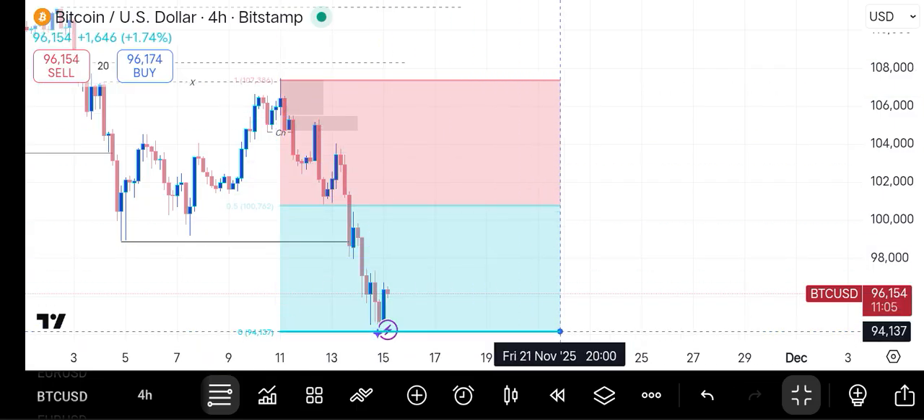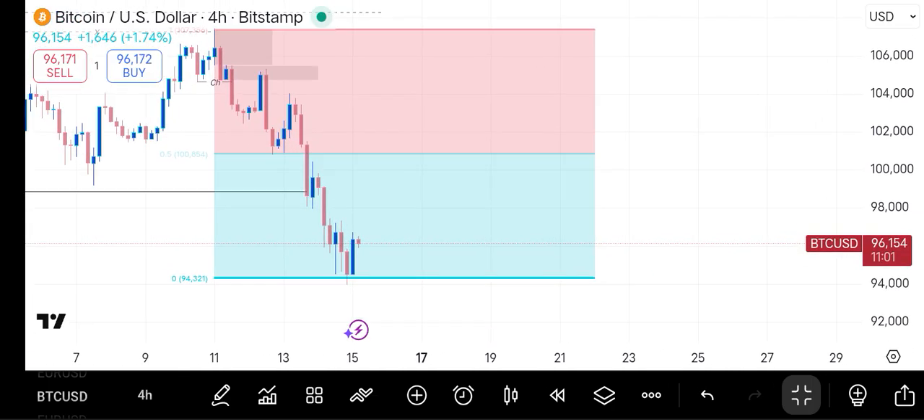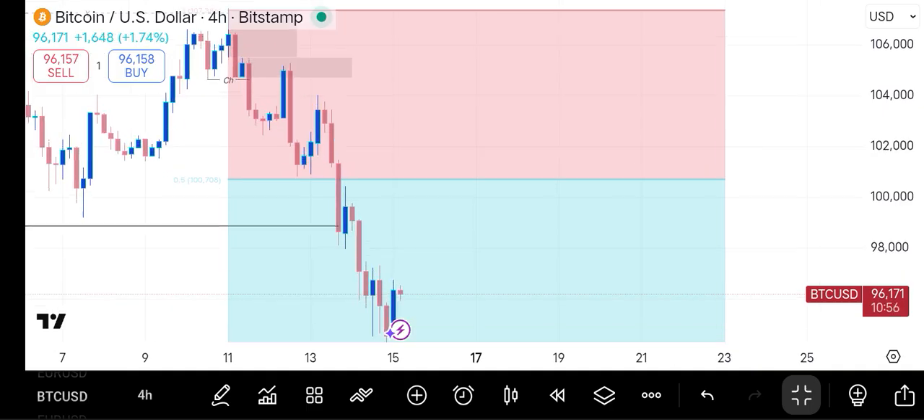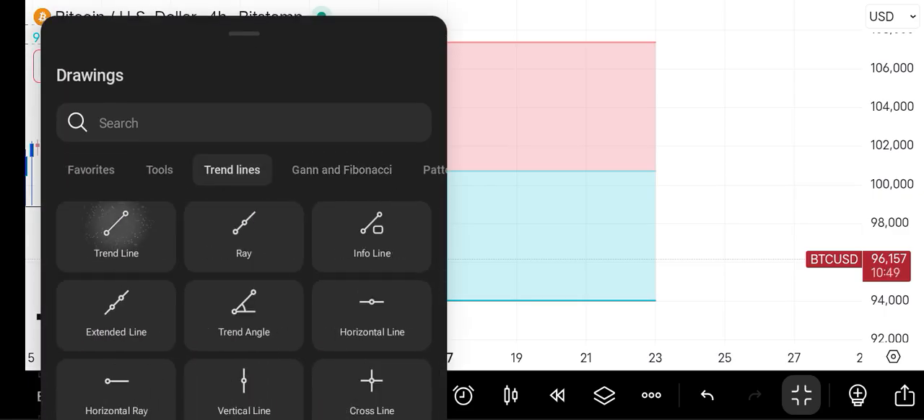Take your PVD too from the highest point to the lowest point, or from the swing high to the swing low. And I think this is beautiful. This is a beautiful entry, guys. What do you need next?